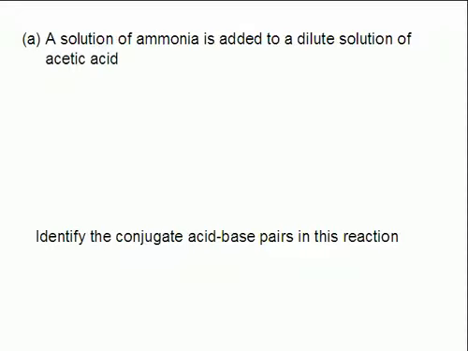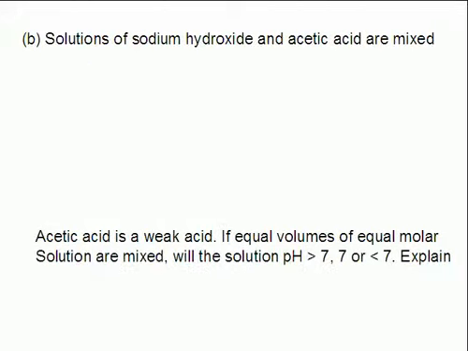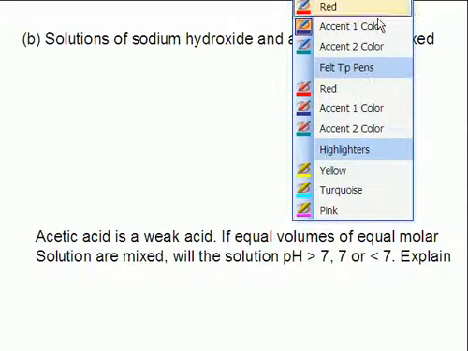So as you go through the worksheet, the AP Chemistry Chemical Equations worksheet that I gave you, I want you to make a flashcard for that reaction and the answer for any that I write flash on the screen for. So as I go here, this first reaction, A, is one that I would like you to make a flashcard for. A solution of ammonia is added to a dilute solution of acetic acid, and identify the conjugate acid-base pairs in this reaction. You do have the answers on the worksheet and I'd like you to make a flashcard for that.